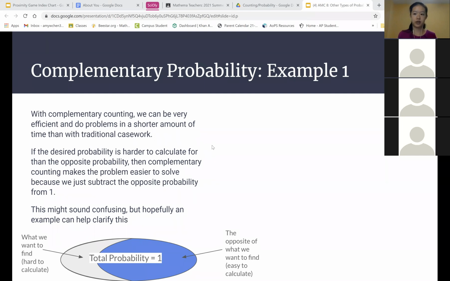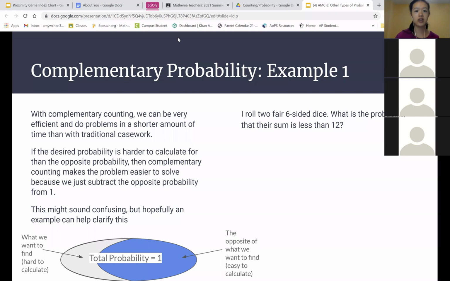we find that if the thing we're looking for is hard to calculate, we can find the opposite of that and subtract it from 1. And that can help us find our answer in an easier way. So for example, I roll 2 fair 6-sided dice. What is the probability that their sum is less than 12?